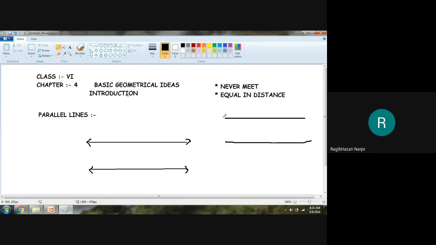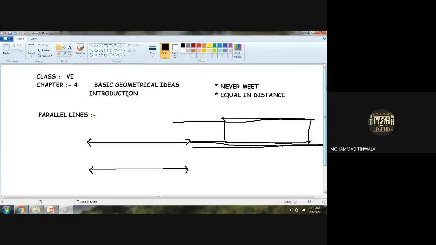For example, a rectangle table. So, can you see these two lines will never meet each other? The parallel lines will never meet each other.